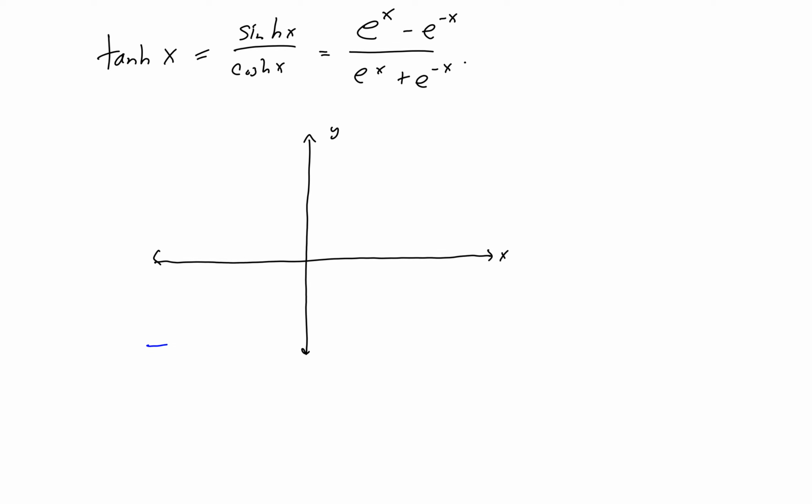In this case, this looks something like this. And we do have asymptotes here at 1 and at -1, which you can check just by taking the limit as x goes to infinity and as x goes to minus infinity. So that's a good exercise to check.